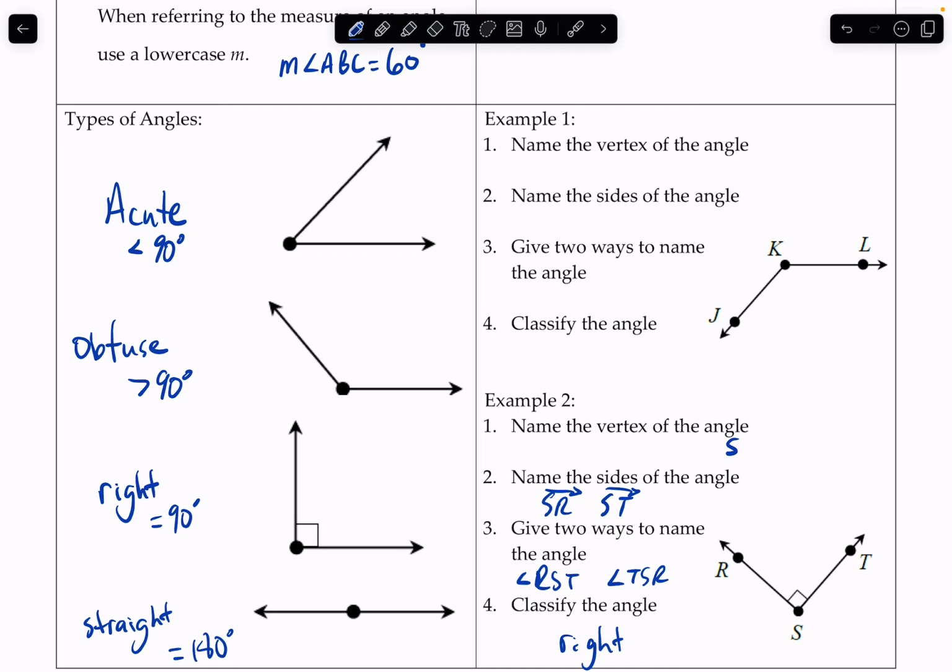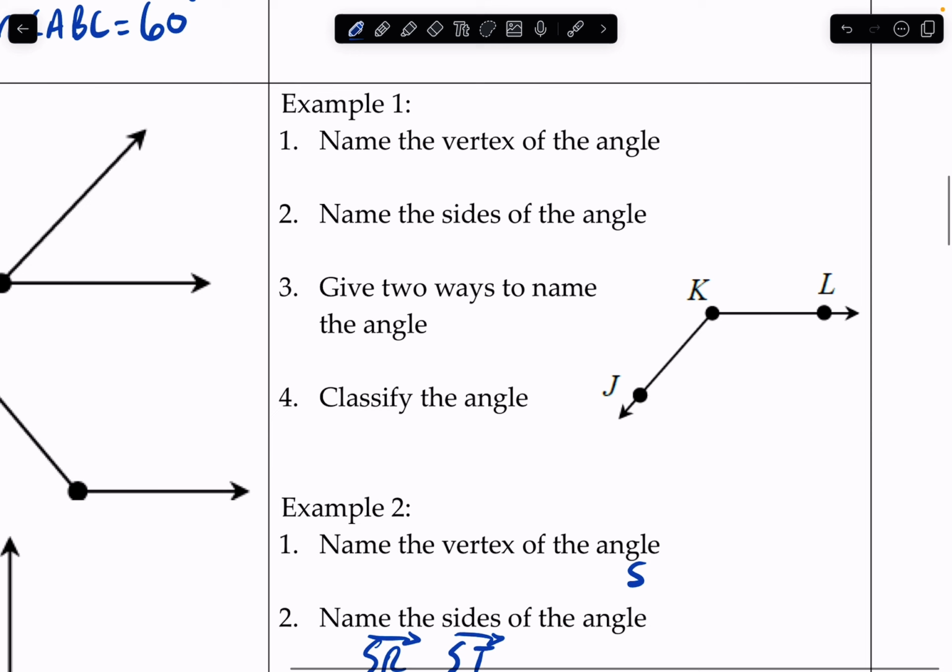Here we go. Down here I've got an angle, this example number 1, and we're going to talk about how to label this angle and come up with different ways that we can classify it, so that you're not confused when we get to problems like this on quizzes and tests. First off, name the vertex of the angle.